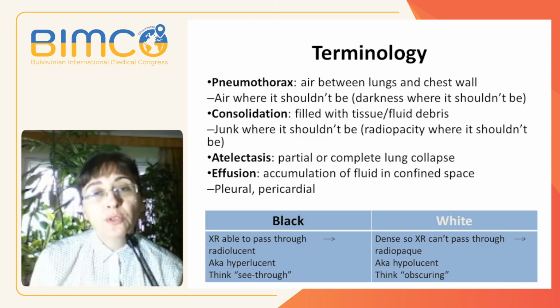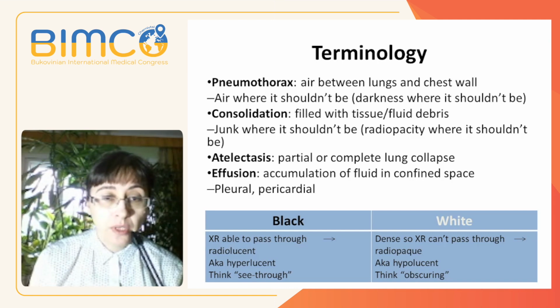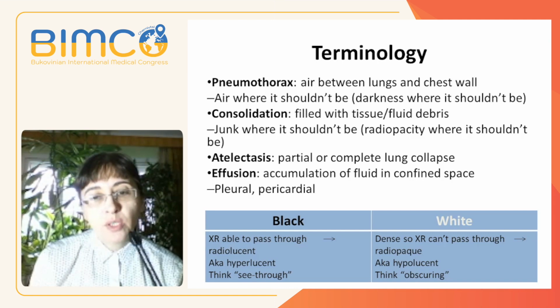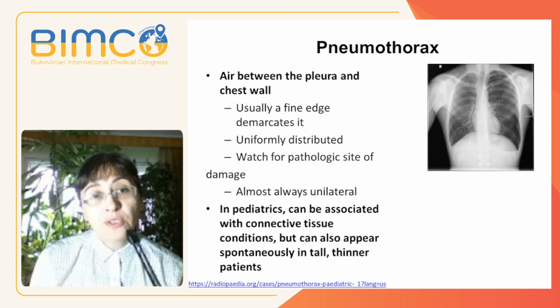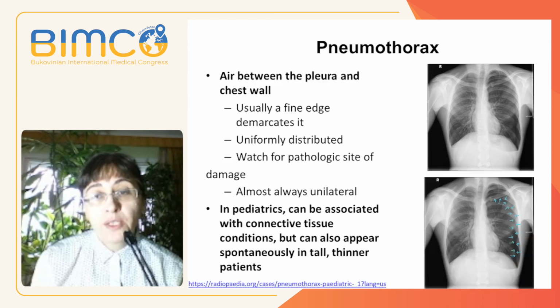What terminology may we use while describing or interpreting a chest X-ray? These are as follows: pneumothorax, consolidation, atelectasis, and effusion. Most of them are associated with radiopaque, hypolucent changes, and only pneumothorax is associated with black color, radiolucent, hyperlucent change. So what is pneumothorax? It is air between the pleura and chest wall. You may observe pneumothorax here, shown with the blue arrows.